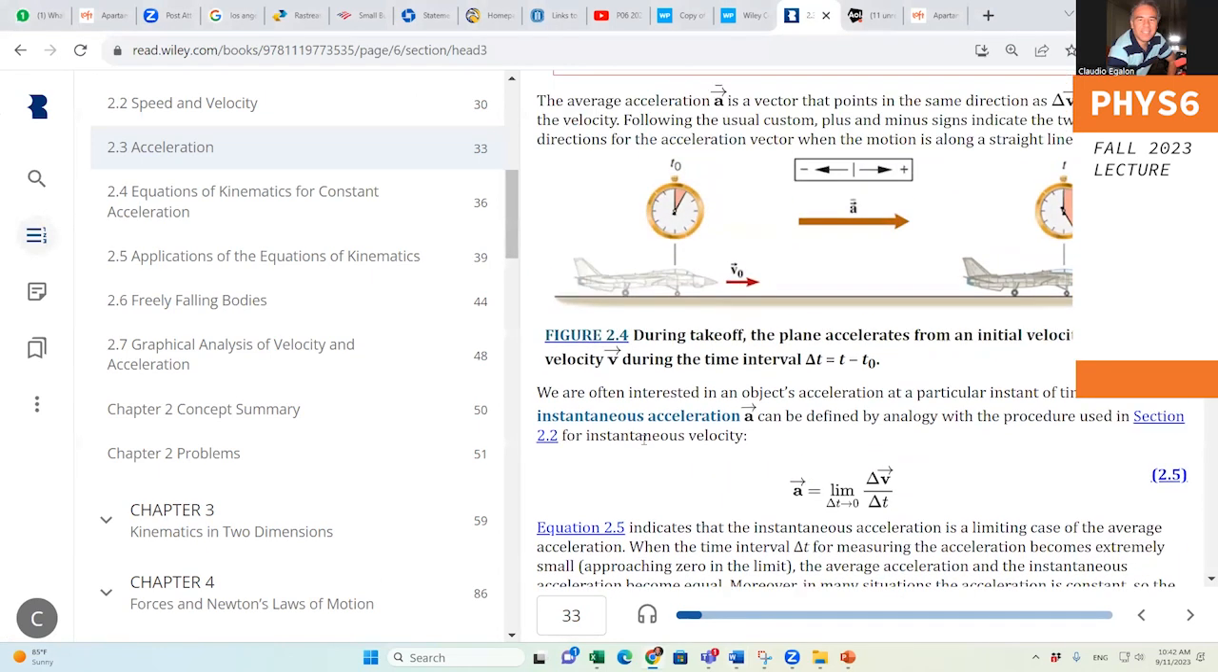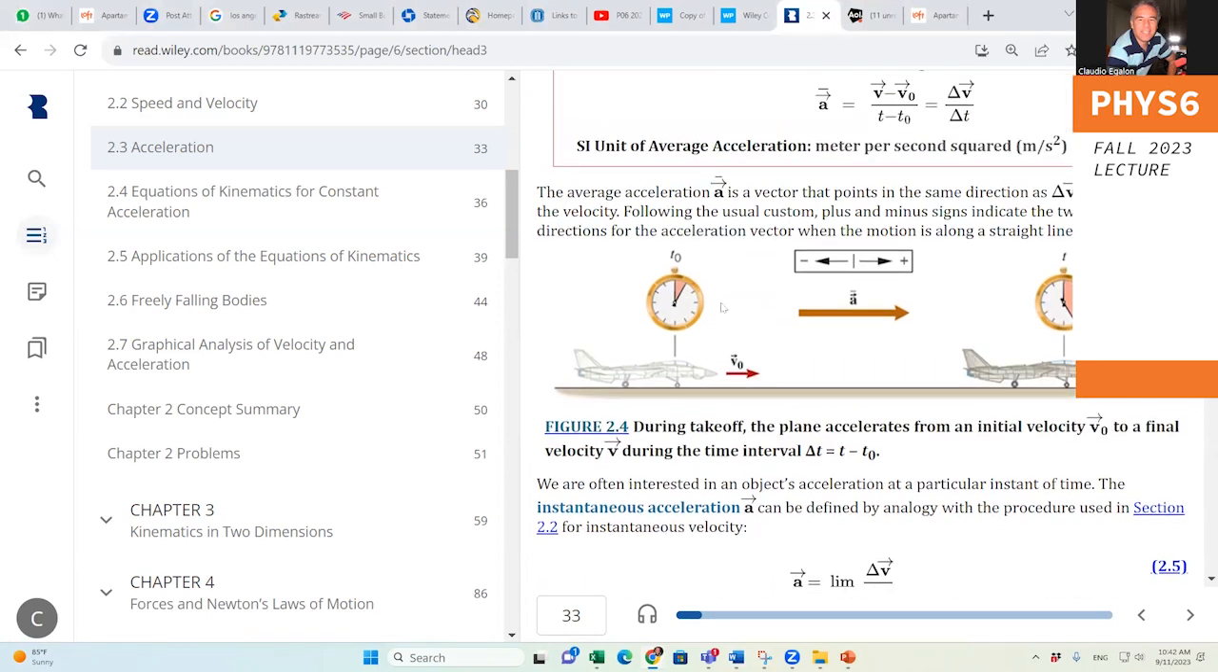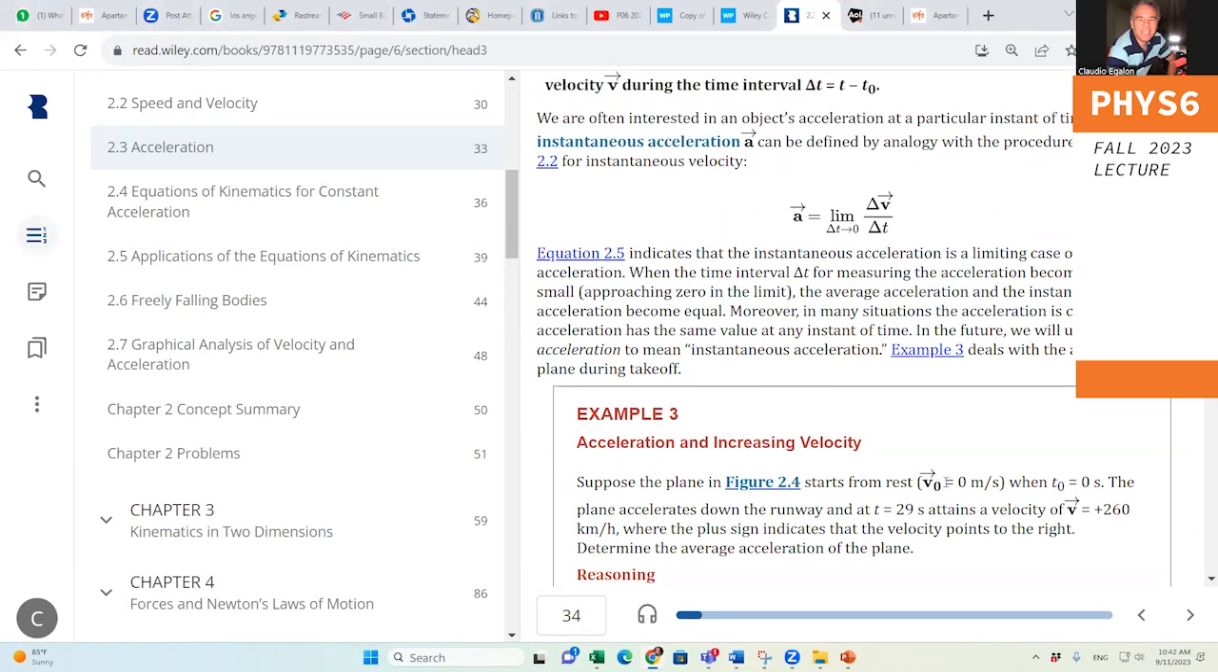Here we have a jet plane, initially at rest, right? The plane accelerates down the runway and at t equal to 29 seconds attains a velocity of 260 kilometers per hour. That's very fast, right? That's compared to the Formula One car, where the plus sign indicates that the velocity points to the right. Determine the average acceleration of the plane.